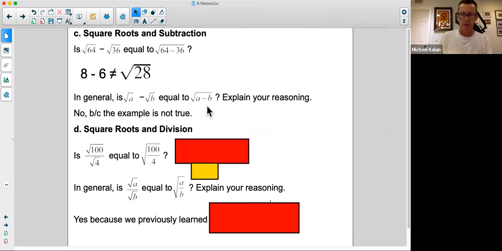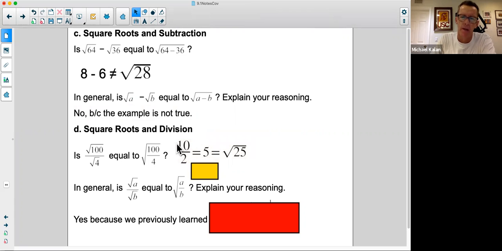Okay, what about with the division? Try it. So did this work out? The answer is yes, it does. 10 is the square root of 100. 2 is the square root of 4. Is that the same as the square root of 100 divided by 4, which is 25? Yeah, it's equal to 5. So the answer is yes.